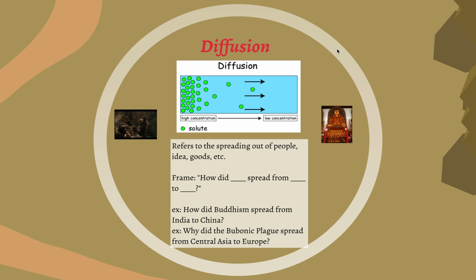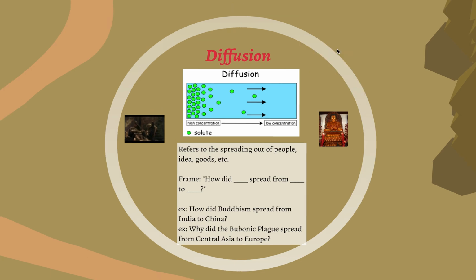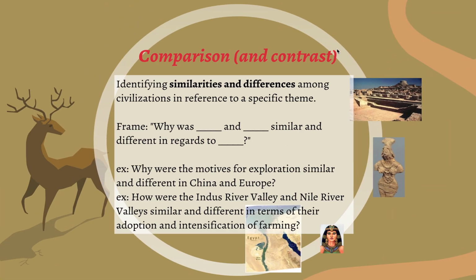You always want to know, how did blank spread from blank to blank? I don't just want to know how something spread. I want to know from where it spread and to where it spread. For example, how did Buddhism spread from India to China? Why did the bubonic plague spread from Central Asia to Europe? Diffusion.